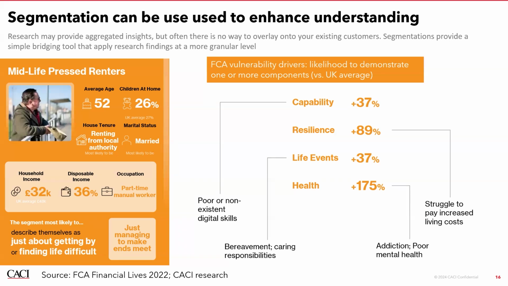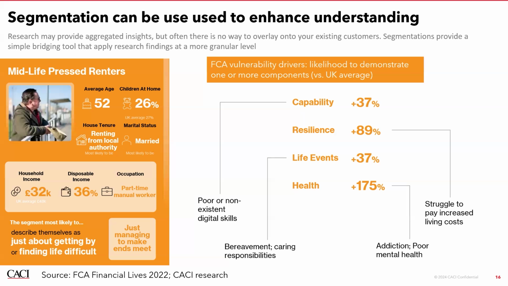Much as we saw with the Fresco data on the last slide, midlife pressed renters are significantly more likely to be affected by all 4 areas of vulnerability. In capability, for example, it is digital skills that are often missing. And this tallies with our stat we saw on online banking. This segment is almost 3 times more likely to experience health vulnerabilities, addiction, mental health illness, both being widely reported. Resilience is low. Some life events such as bereavement are more likely. And you can see how this sort of information can start to be applied through segments onto your own customer cohorts.